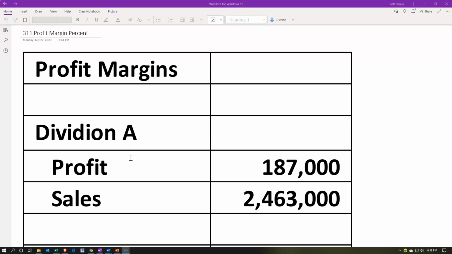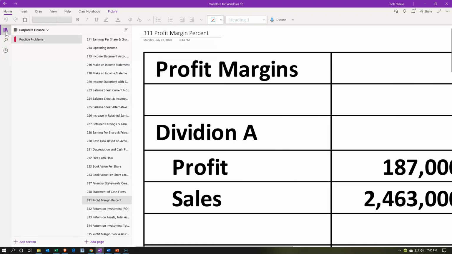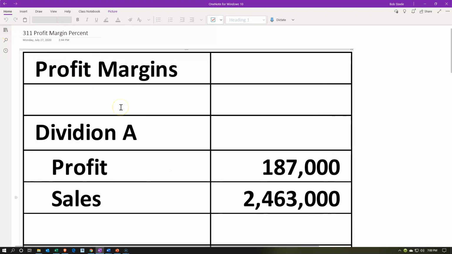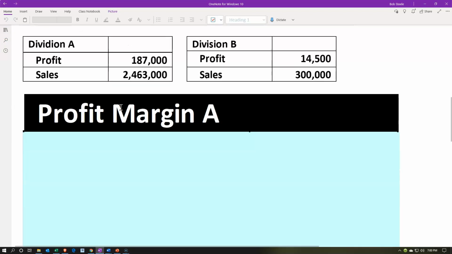Here we are in OneNote. If you would like to follow along in OneNote, you're not required to do so, but if you have access to it and would like to, we are in the 311 profit margin section under the practice problems tab. Closing this back up, we're going to have our information up top, and then we're going to use that information to do our calculation of the profit margin down below.